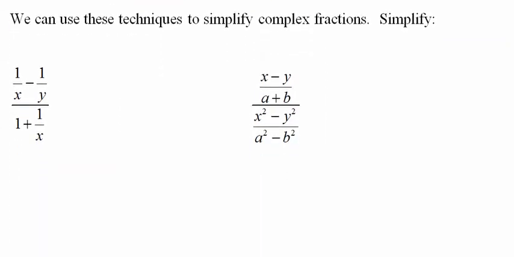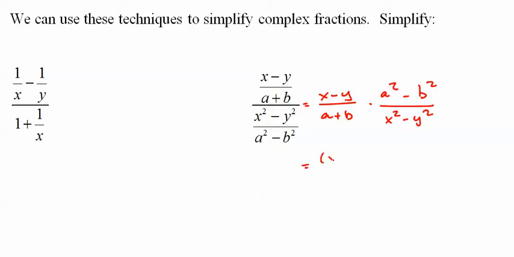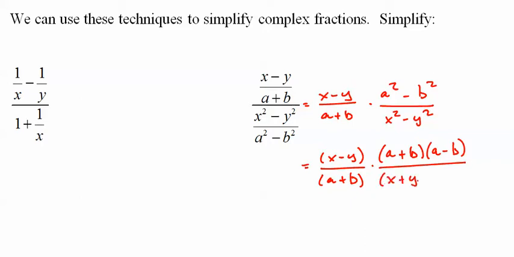We can use this to simplify complex fractions. We already know this is x minus y over a plus b times a squared minus b squared over x squared minus y squared. We've done this kind of problem already. X minus y, a plus b times a minus b, x plus y times x minus y. Cancel, cancel, cancel, cancel. A minus b over x plus y. Again, we're not going to worry about excluded values.